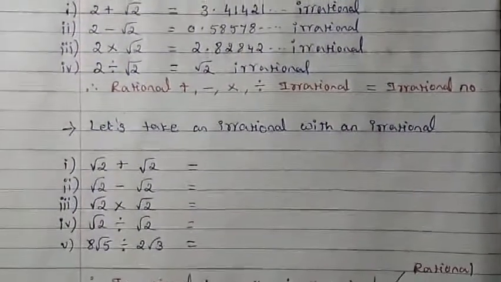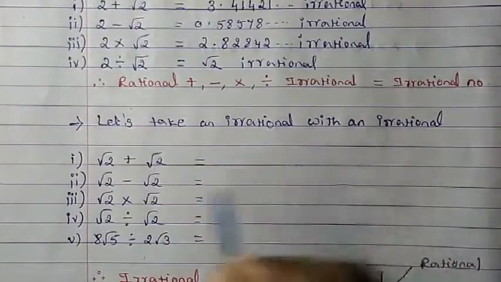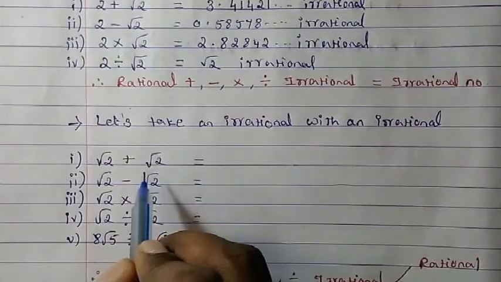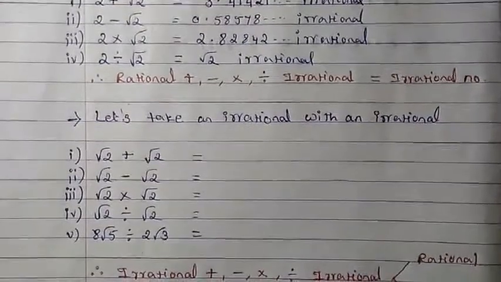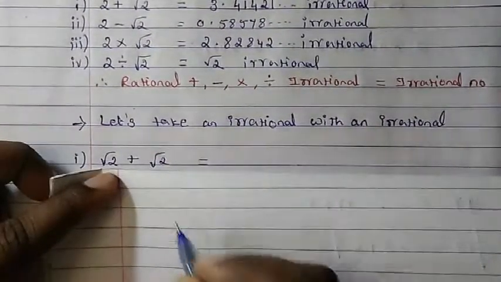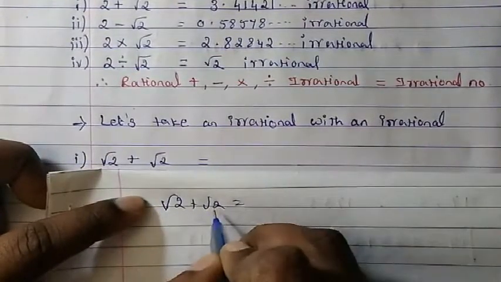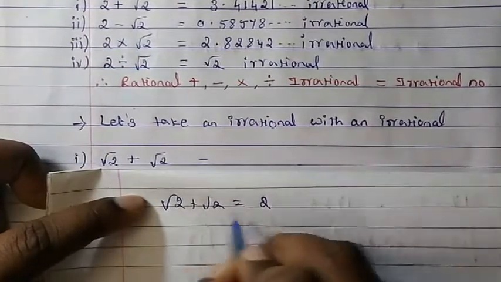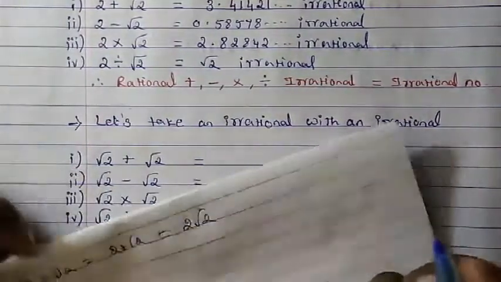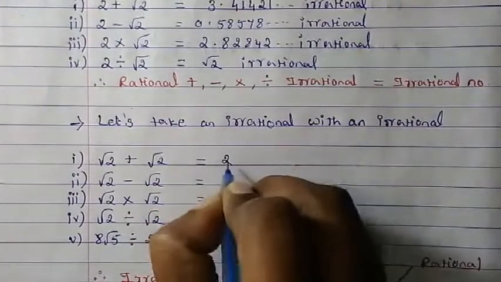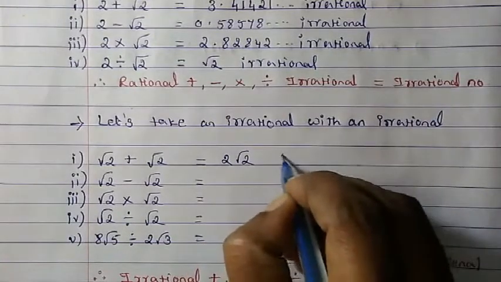Now let's come to see irrational with an irrational. What do we get? So when you are adding root 2 with root 2, one time here, one time there, that means 2 times we have root 2. So we can write this as 2 times root 2. So this is an irrational.